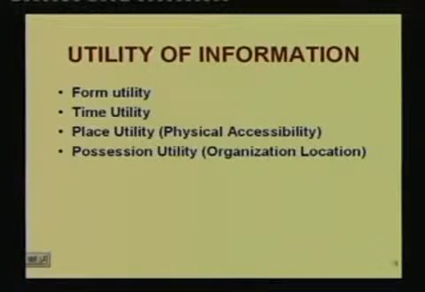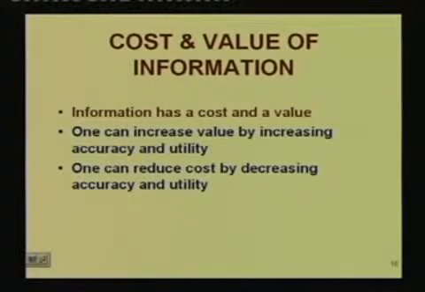Then information has a cost and a value. One can increase value by increasing accuracy and utility, and one can reduce cost by decreasing accuracy and utility. So as you can see, they are basically having a trade-off. So if you want higher value of information, increase accuracy and utility, but cost will go up. But if you want to reduce cost, then value will go down. So there has to be a trade-off. If you want a high value information, you have to spend for it.